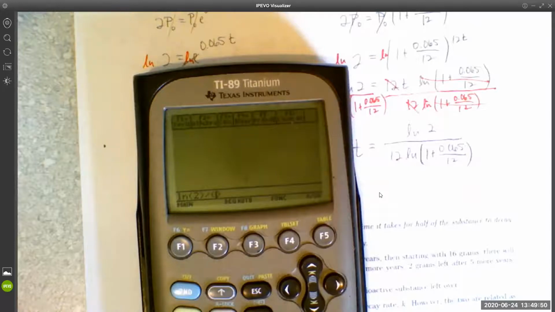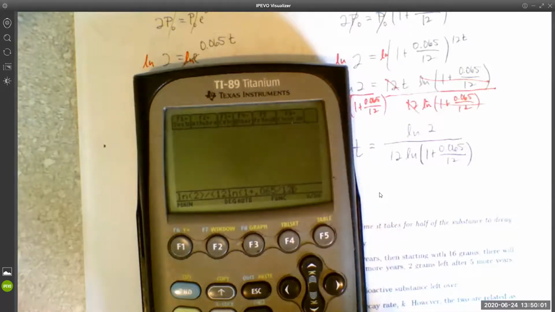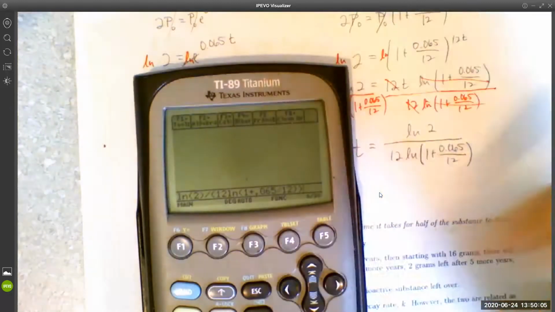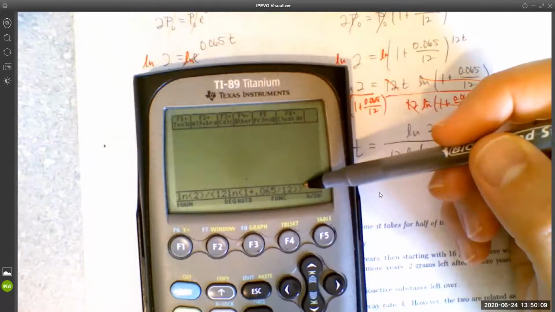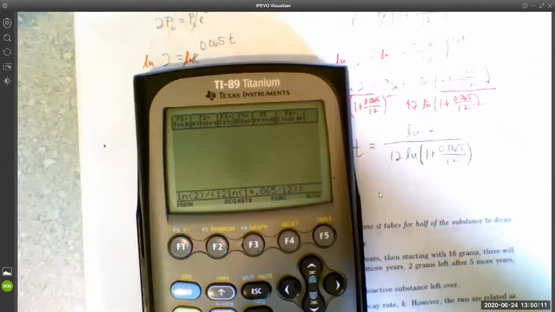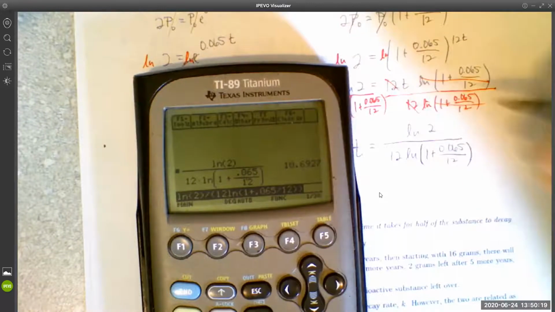So ln 2 divided by 12 times the ln of 1 plus 0.065 divided by 12. Oh goodness, how many parentheses? Do I have all the parentheses in the right spot? So I've got this one, and then ln. Okay, yeah, that's right. So that's about 10.693.